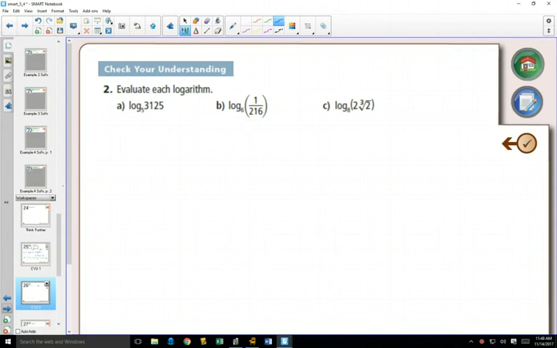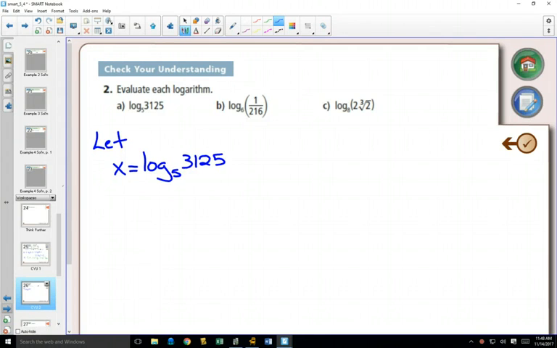Now, we're going to evaluate each of these, and the way that we're going to do it is using our definition and changing these from logarithmic form to exponential form. The first thing that we're going to do is we're going to say that what we're trying to solve for is equal to x.